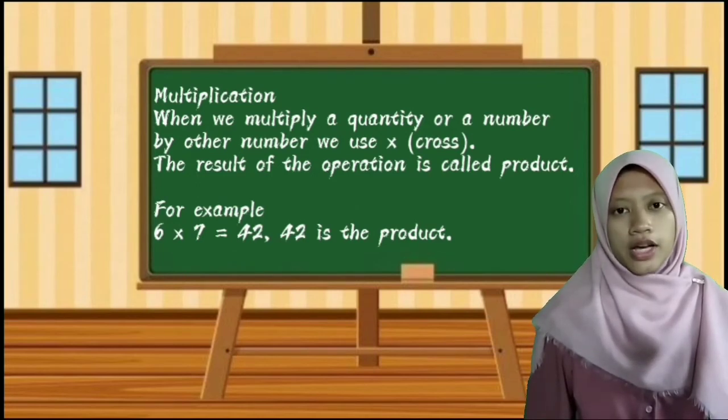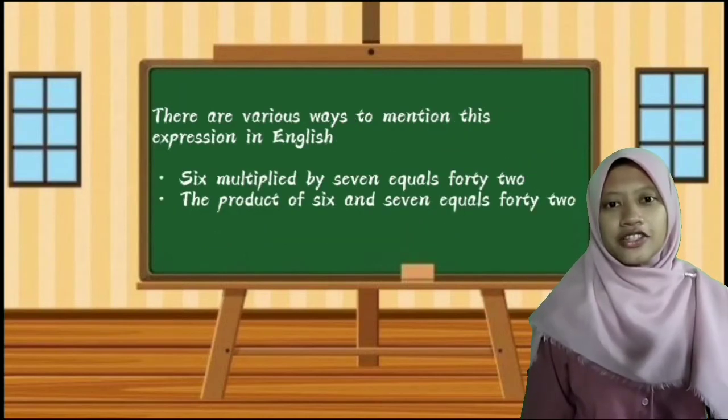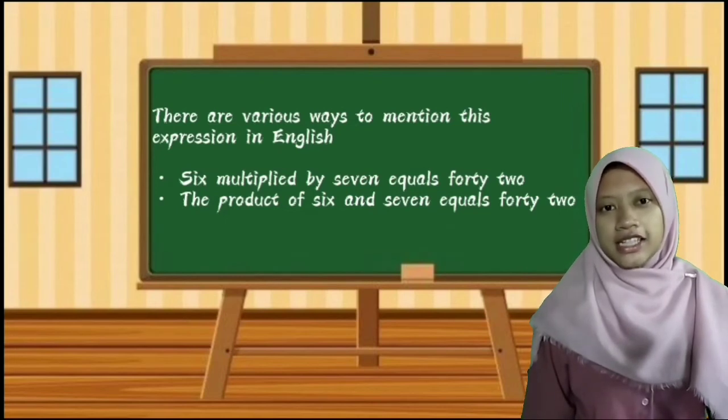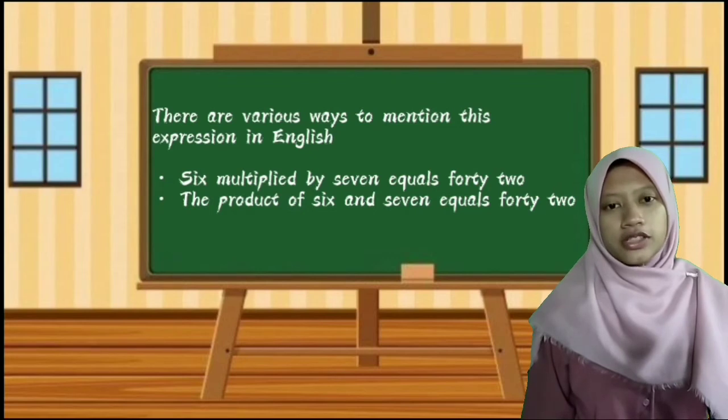is called product. For example, 6 times 7 equals 42. 42 is the product. There are various ways to mention this expression in English. 6 multiplied by 7 equals 42. The product of 6 times 7 is 42.